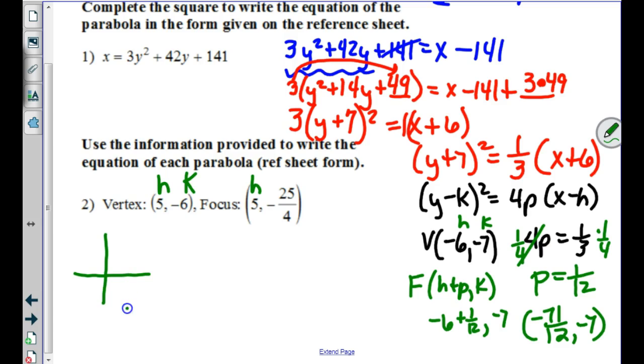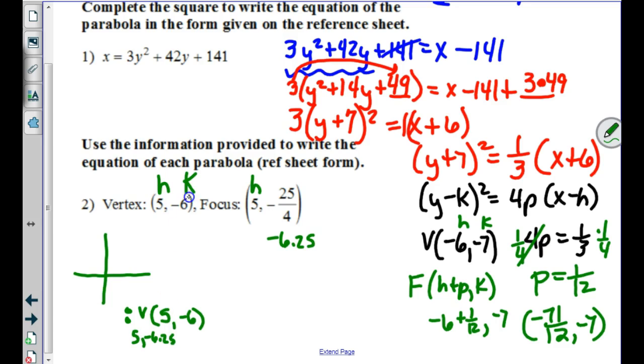If this is 5, -6 is the vertex, and the focus is 5, what is this as a decimal? Can anybody tell me? It's -6.25, isn't it? Yeah. So it would be right down here. So it opens down, okay?